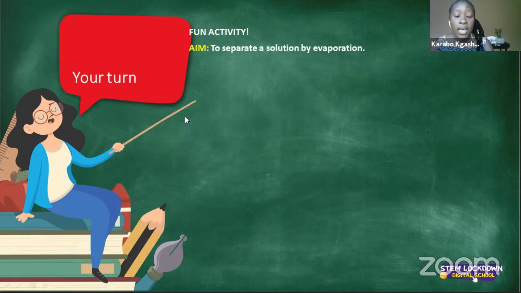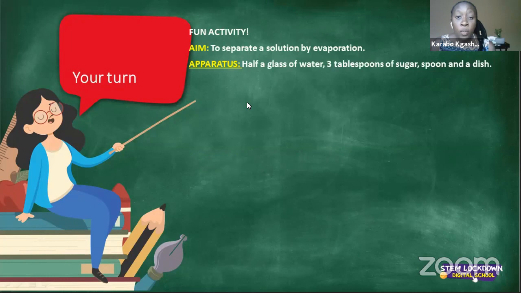Now, the aim of this activity is to separate the solution by evaporation. Listen very carefully. What you're going to need is half a glass of water, 3 tablespoons of sugar, a spoon, and a dish. This will obviously be done in your own time, just to see how to separate the solution by evaporation.